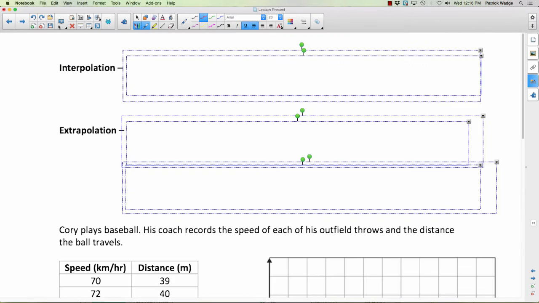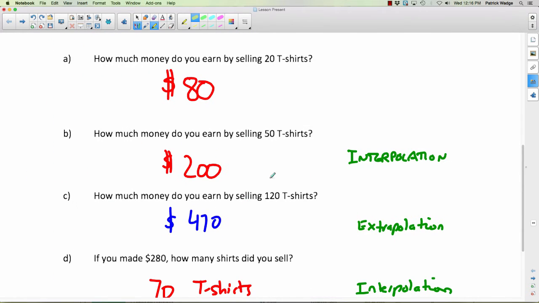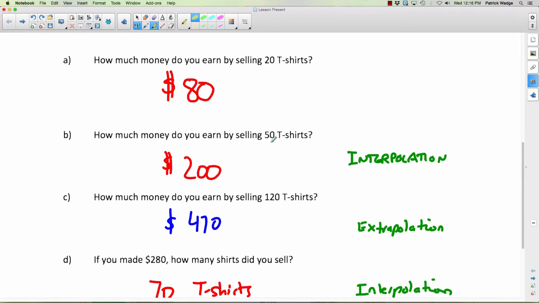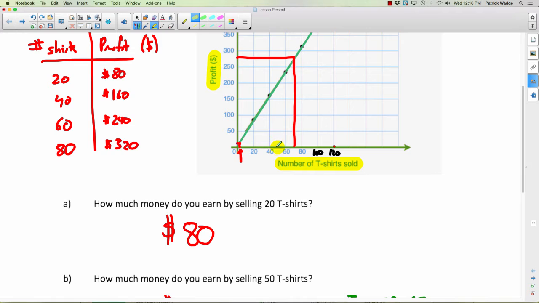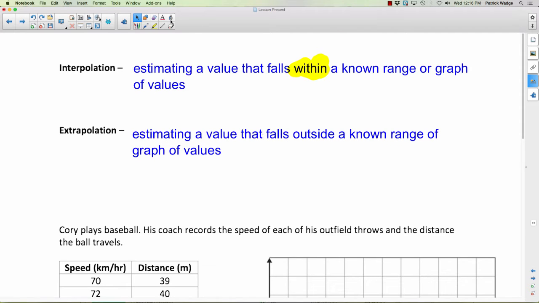All right, so finally let's define these two words. Interpolation is when you estimate a value that falls within, that's the key word here, within a known range or graph of values. So for example, it was interpolation when we were talking about selling 50 t-shirts, because 50 is within the data that we already knew. But extrapolation is when you're estimating a value that falls outside a known range or graph of values.